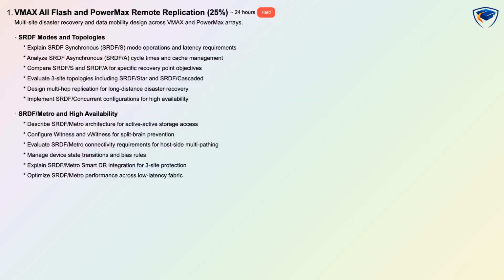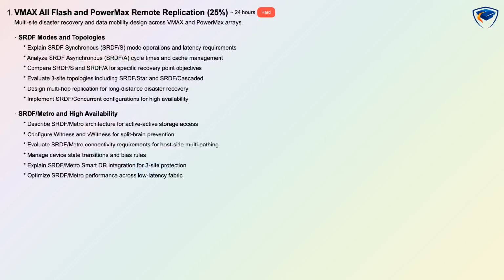VMAX All-Flash and PowerMax Remote Replication is weighted at 25%, labeled hard, with an estimated 24 hours of study and scenario-based assessments. You will learn SRDF modes including SRDF synchronous and SRDF asynchronous operations, the latency and cycle time trade-offs, and how to choose modes to meet recovery point objectives.